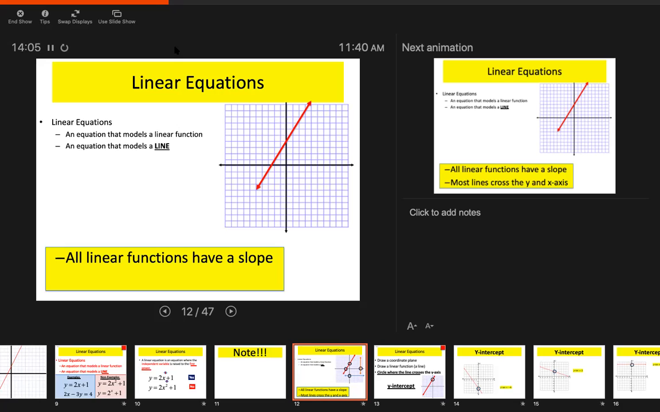All right, now here comes a big one. All lines have slopes, except for vertical lines. Turns out that if you put a line on a graph, almost always the line will cross the x and the y axis. Look at this red line. It crosses the x-axis right here. It crosses the y-axis right there. Now, there are some lines that do not cross both.